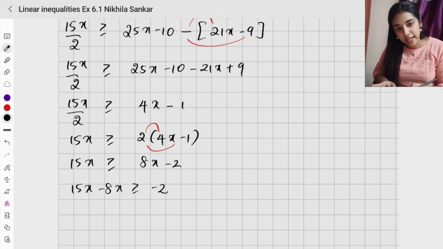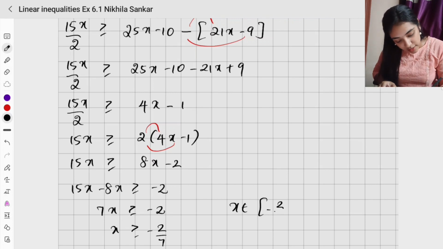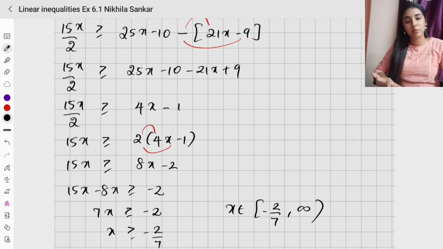15 minus 8 panna I'll have 7x. So 7x is greater than or equal to minus 2. So x is greater than or equal to minus 2 divided by 7. So x belongs to minus 2 divided by 7 included, infinity வரைக்கும் இருக்கு.